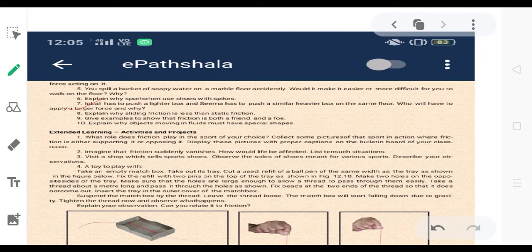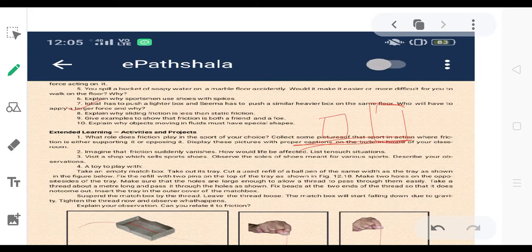Number 7. Iqbal has to push a lighter box. Seema has to push a similar heavier box. So now who will have to apply a larger force?